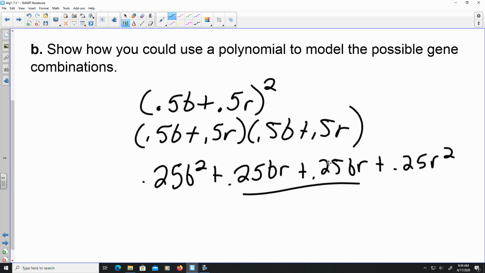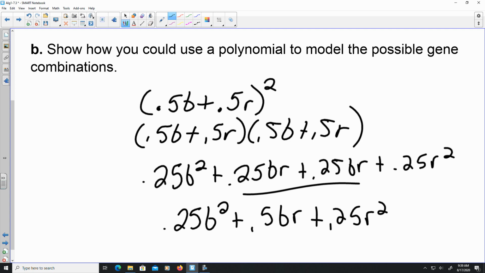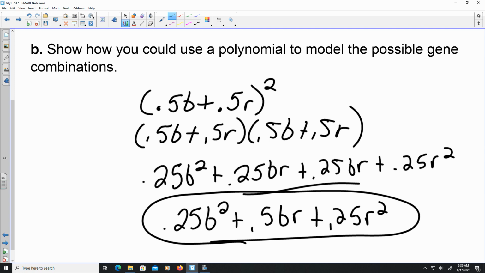So my simplified expression will be 0.25b squared plus 0.5br plus 0.25r squared, which basically means that if they both had, so you have 25% of both black patches, you have 50% of them as black and red patches, which would still be black patches because of what the problem stated, that whenever you see a black gene, it supersedes the red, and then you have 0.25 double red.